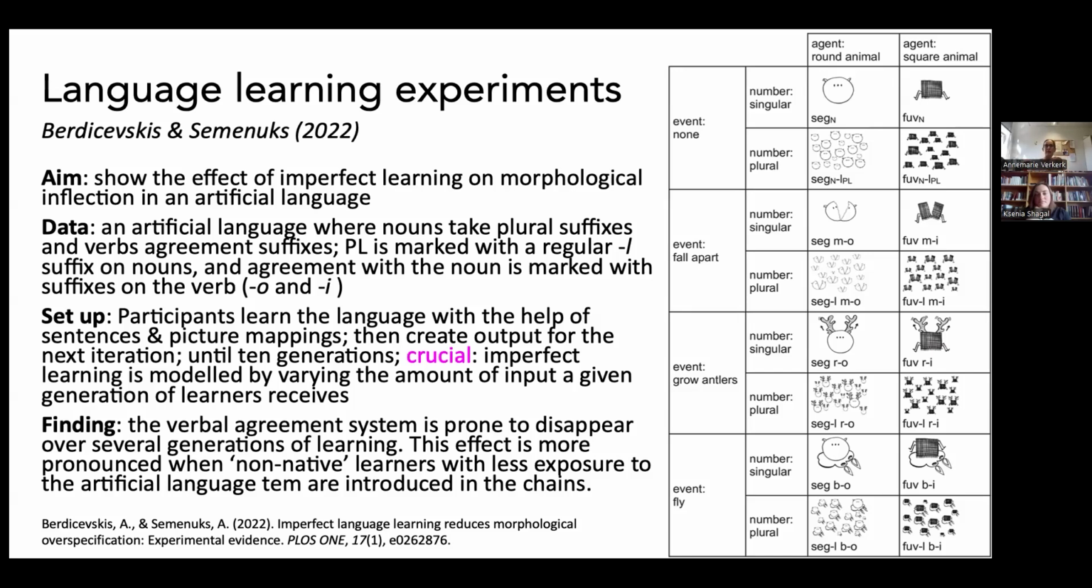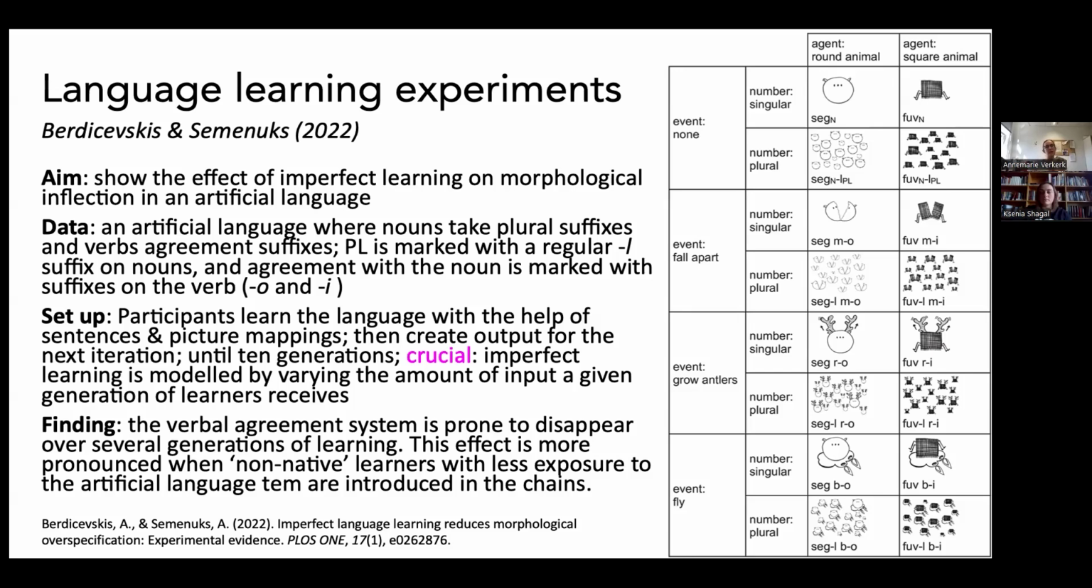The participants learn this language with the help of these mappings between sentences and pictures, and then they create output for the next iteration, right? So they have to learn this language. They're told, okay, here are these segs and fevs, and these are types of events that you are expressing with these words, basically, with inflection on them. And then they are told to create new output, right? They are confronted with pictures and they have to describe, okay, what is the seg and the fav doing in this picture, and so on and so on.